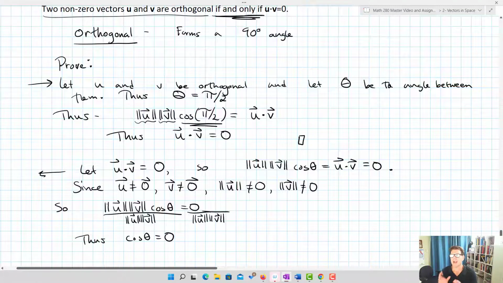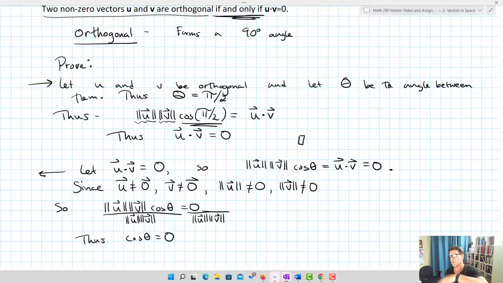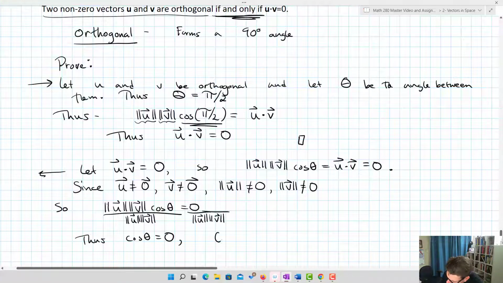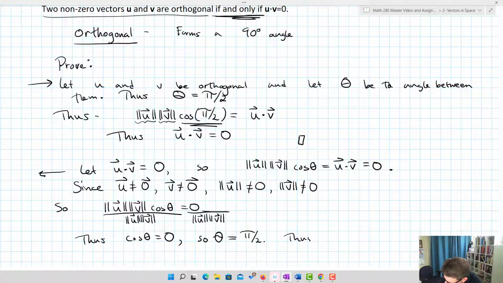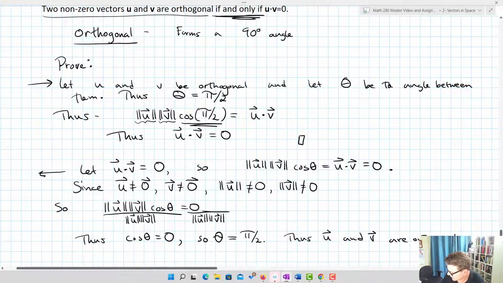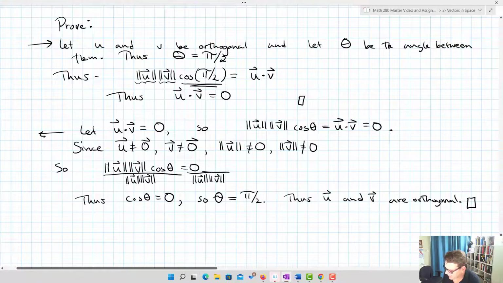And since we are only looking at the values of theta between 0 and pi, that means theta equals pi over 2. Thus, u and v are orthogonal. And that's how we go about proving this. All right? And that proved our statement.